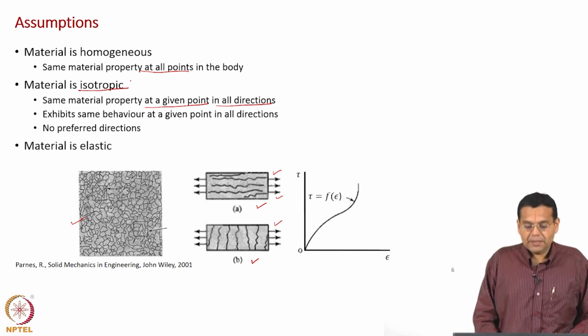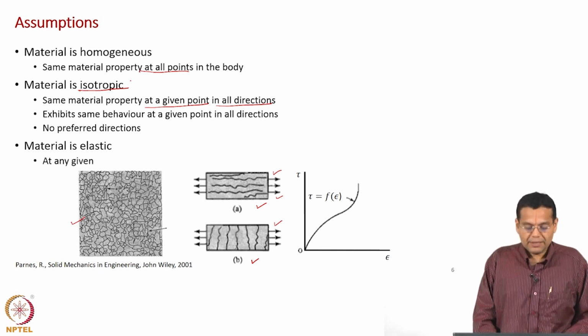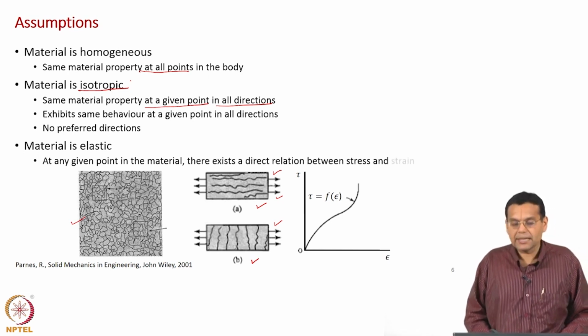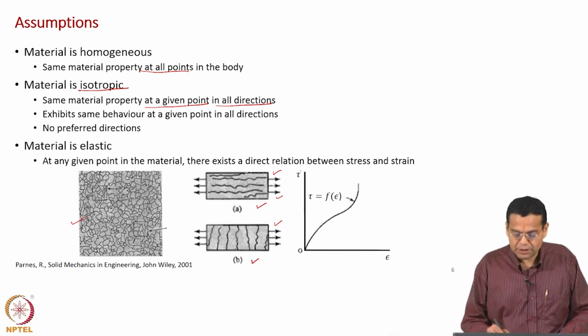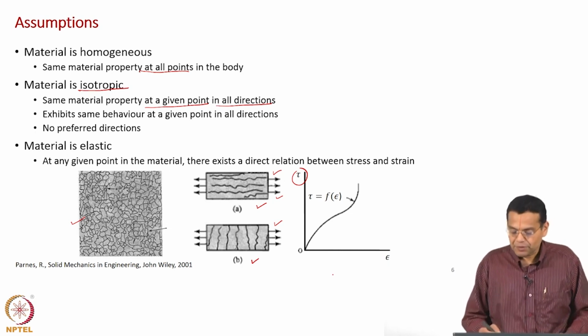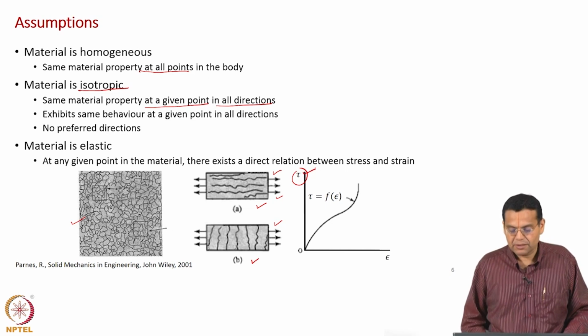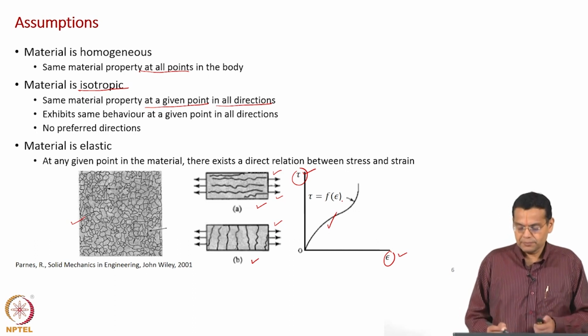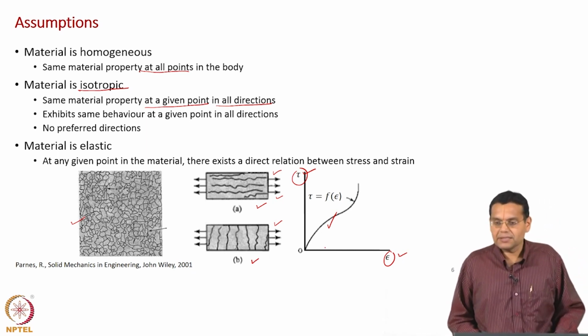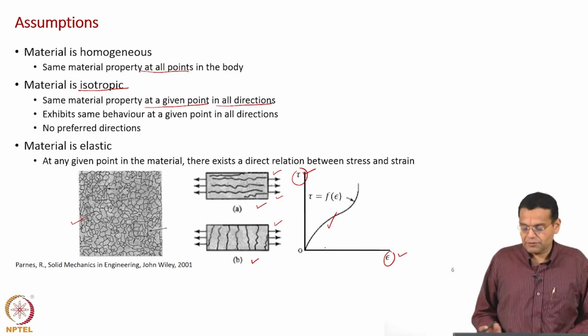What is the third assumption? Material is elastic. Okay. What is the meaning of that? At any given point in the material there exists a direct relationship between stress and strain, and that is what is shown here. You have some relationship, it could be nonlinear or linear. What is shown here is stress on the y axis, strain on the x axis, and you have some functional relationship, tau as a function of epsilon. So, at any given point in the material there exists a direct relationship between stress and strain, okay, which means that tau is a function of epsilon.